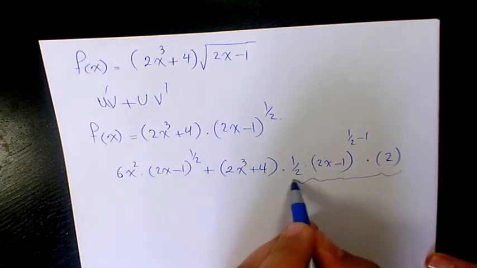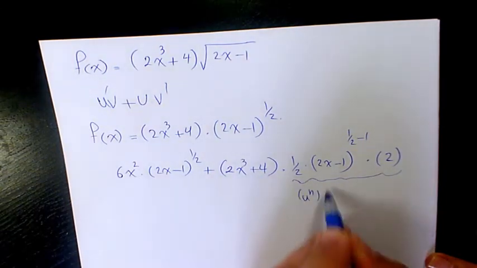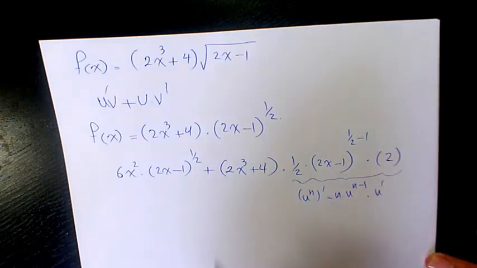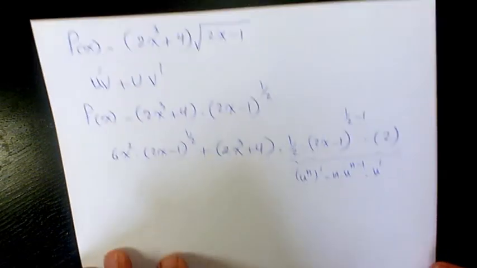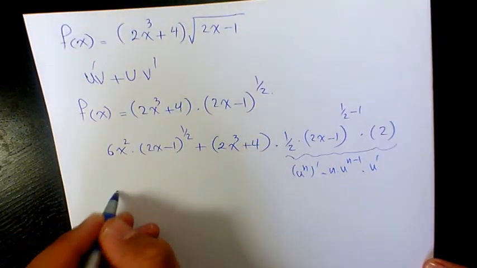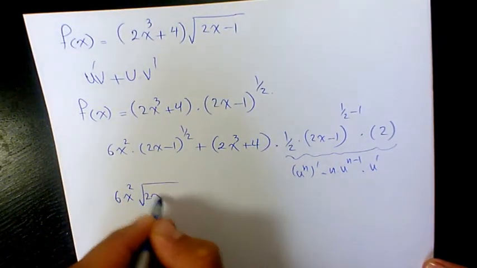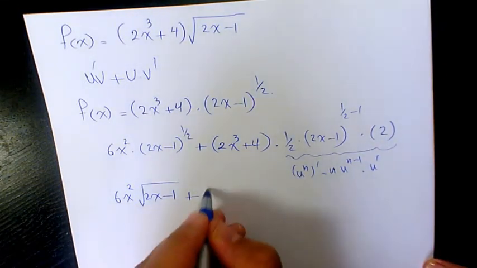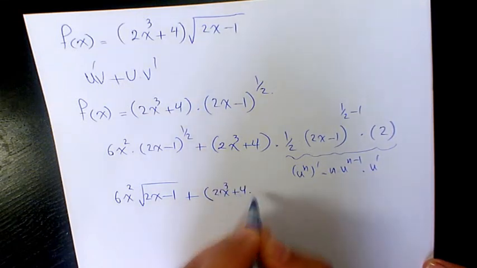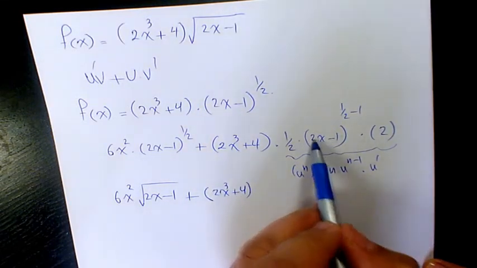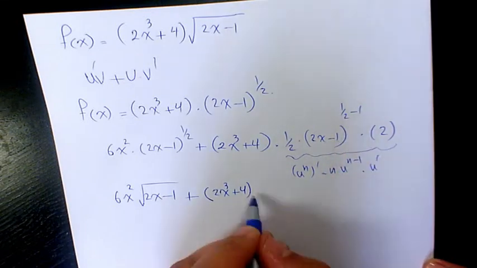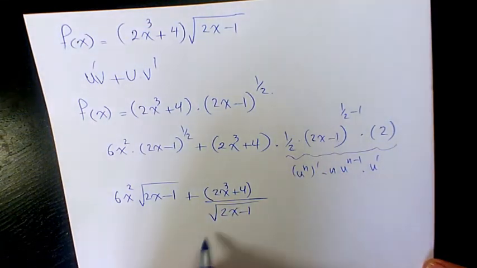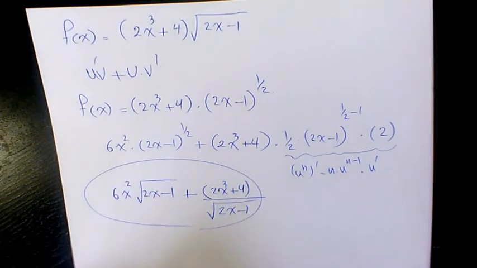So this part is basically coming from, again, u to the power of n that I showed you on the previous page. So now let's start simplifying it. It's going to be 6x squared square root of 2x minus 1 plus, 1/2 and 2 cancel out, 2x cubed plus 4 times 2x minus 1 to the power of negative 1/2. So I'm going to write it in the denominator. It's going to be 2x minus 1. That's going to be the final answer to the second question.